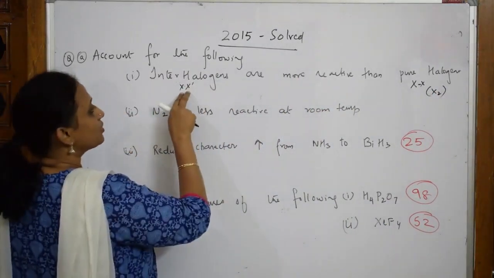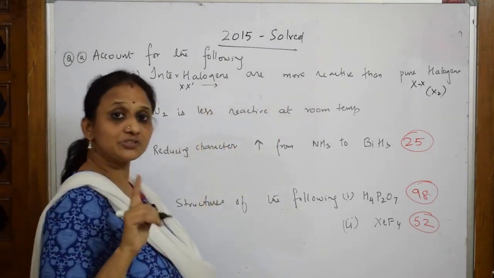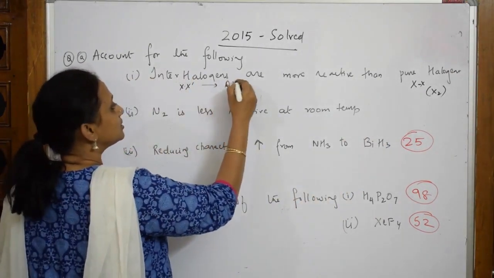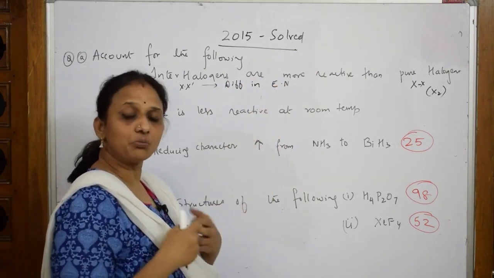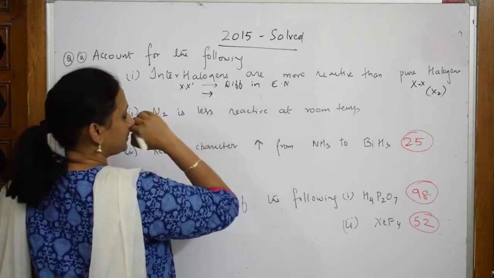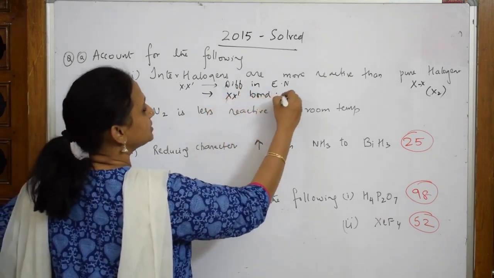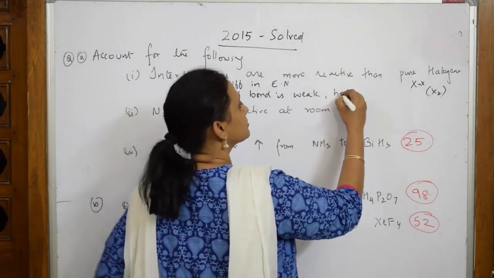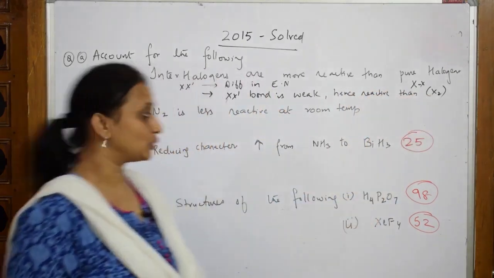Simple, isn't it? First important thing, when I speak about interhalogen compounds, they're more reactive. First concept is difference in electronegativity. Here there is no difference in electronegativity, both are similar atoms. Here, first, difference in electronegativity. When there is difference in electronegativity, what will happen to the bond strength? The bond strength will be very, very weak, isn't it? So the X-X' bond is weak. When it is weak, automatically, hence reactive. Then X2. Simple, over.